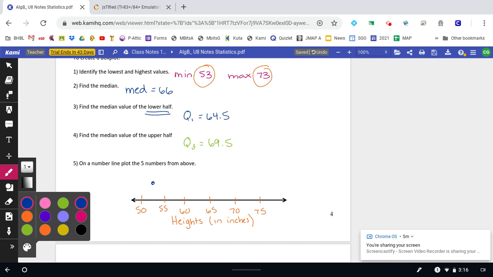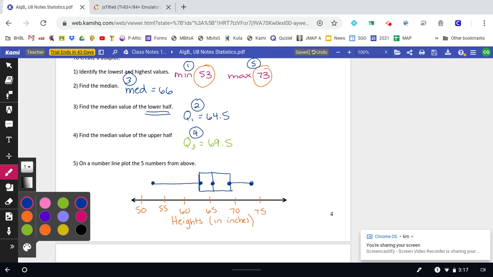All right, so 53 gets a dot. This is my first dot. My second dot, 64.5. My third dot, my median, 66. My fourth dot, right here, 69.5. There we go. And then my fifth dot, 73. Now I make my box, make my whiskers.